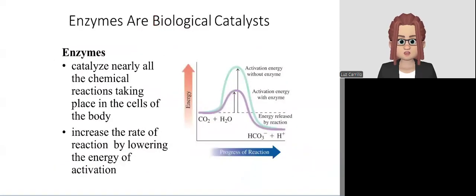Since enzymes are biological catalysts, they are going to speed reactions, meaning increasing the rate by lowering the activation energy of the reaction. In the energy diagram that we have on the right side, we can see an example of how the rate of the reaction can be increased just because of the presence of an enzyme.